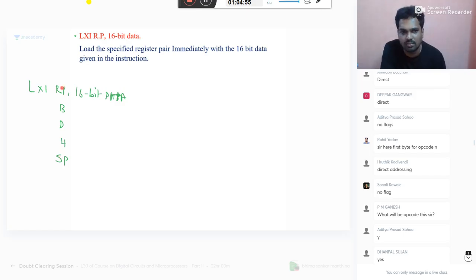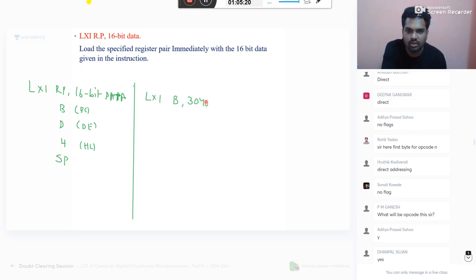If I say B, what is the meaning of it? If I say D, it is DE. If I say H, HL. Here 4 variants are there for this single instruction. Load immediately. For example, let's do one example. LXI B comma 3040. What happens? Then it will treat this as data only.